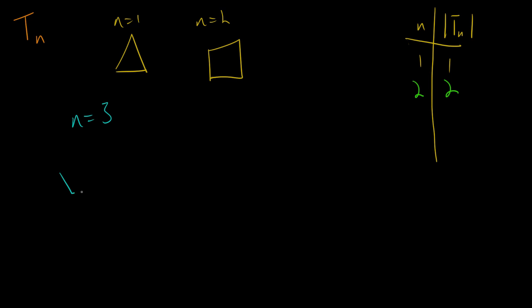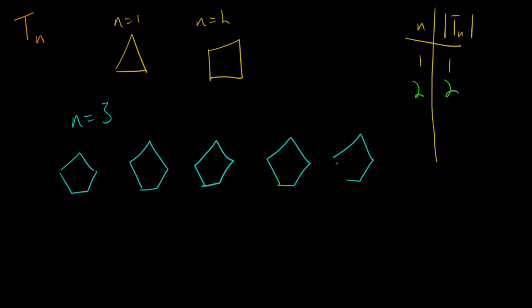Let's look at n equals 3. This is a pentagon. A little bit harder to draw, but I'm going to try and draw enough of them. Pardon my very bad art here. All right, and then these are the ways to do it. So when n is 3 and we're triangulating pentagons, there are 5 ways to triangulate pentagons. Spoiler alert.